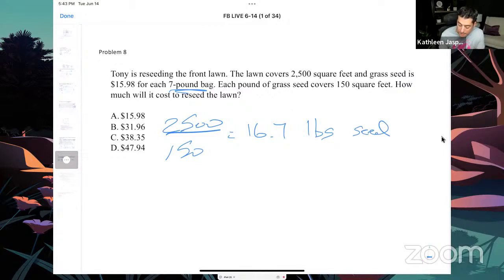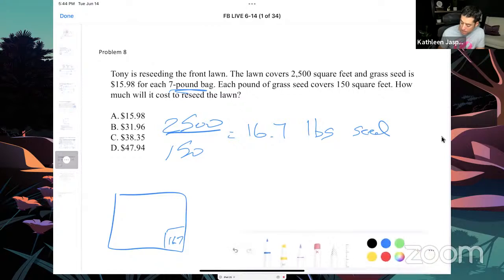There are 16.7 150 square feet in 2,500. I know that sounds crazy. Like here's our 2,500. And then each one of these is 150 square feet, right? 150 square feet all the way till you get 16.7. Well, each one of those represents 1 pound of seed. That's how we get 16.7 pounds of seed.